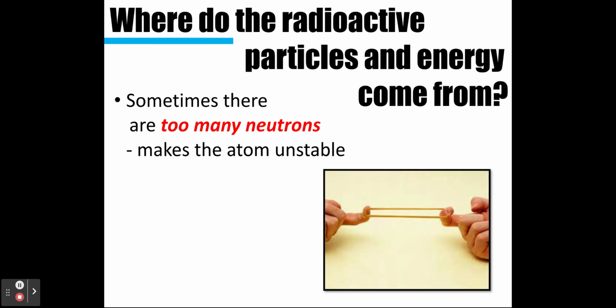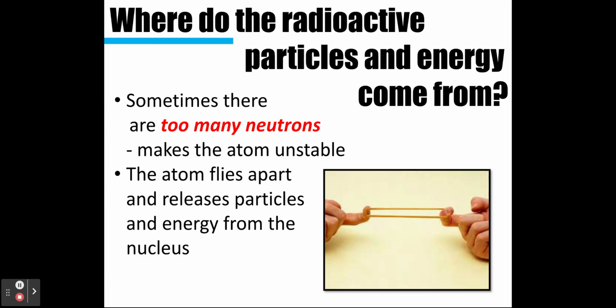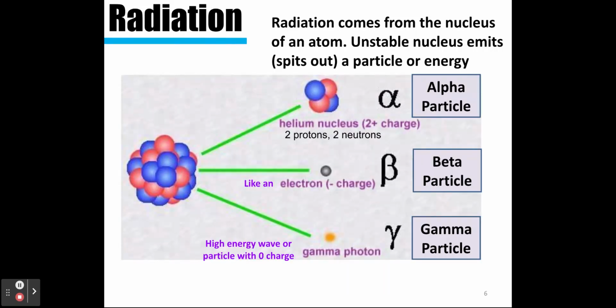And in order to gain stability, the nucleus will fall apart or will release particles in order to gain more stability. It will release energy and particles. So the atoms will fly apart, break up into smaller atoms. It'll release particles and it'll release energy from the nucleus. So there are three basic kinds of radiation that we're going to talk about. There are other kinds of radiation, but we're not going to talk about those. But we're going to focus on these three basic ones.